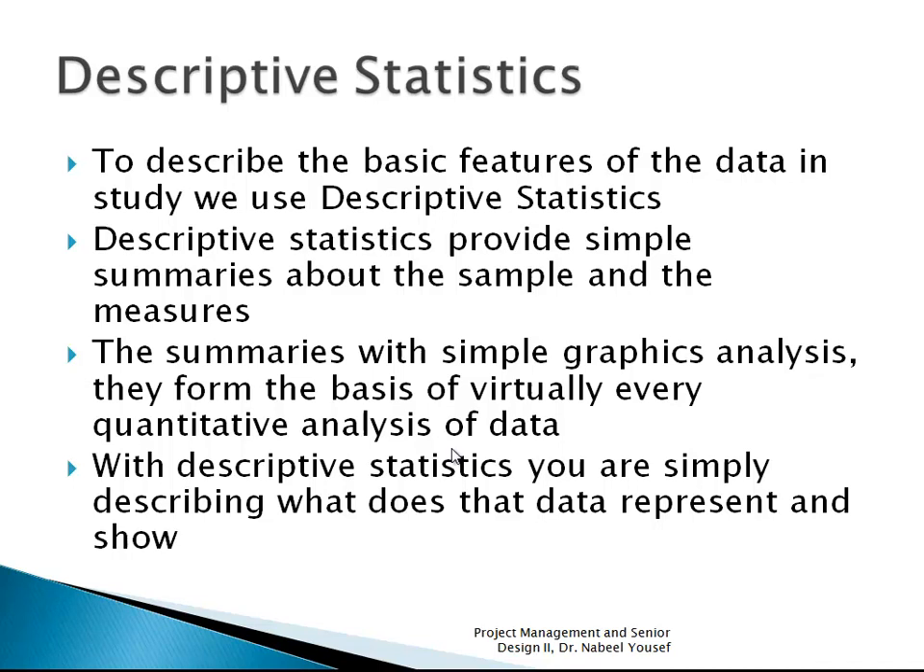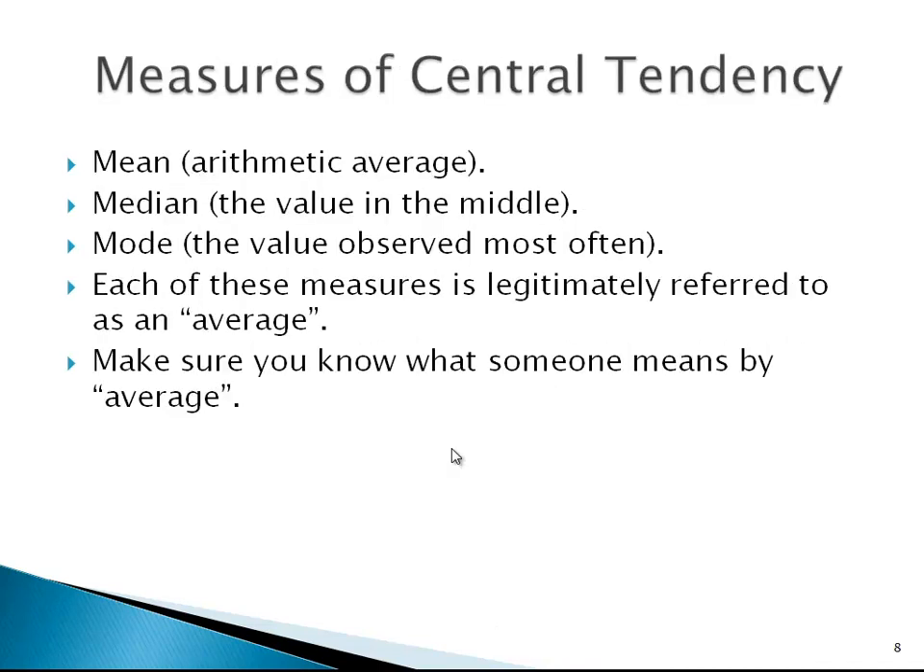Descriptive statistics is what you used to perform in middle school and high school, which is just finding the mean, median, and mode for the collected data. We know that the mean is the arithmetic average, the median is the value in the middle, and the mode is the value observed the most in the data. Each of these measures is legitimately referred to as an average. They call it an average, but actually the average is the arithmetic mean.